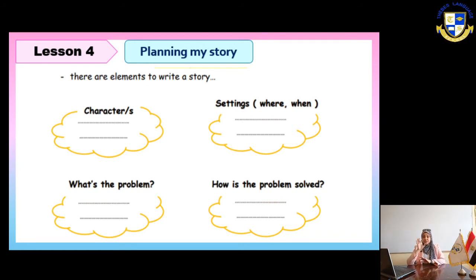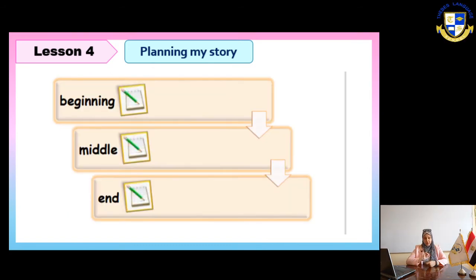So, to write any story, we should know 4 things before starting to write it. First, we should know the characters. We should know the setting, which is when and where. We should know the problem, and how we can solve this problem. Okay, now we have these 4 things. Let's start writing the story. We write the story in 3 parts: the beginning, the middle, and the end. In the beginning, we should talk about the characters and when and where it happens, okay?